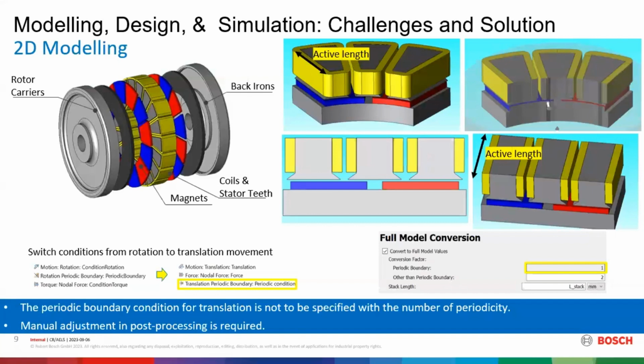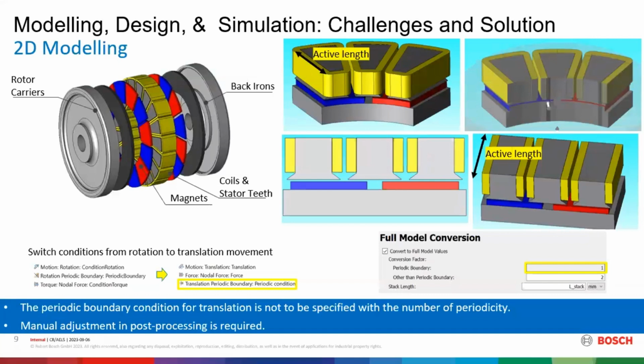You can model it in 2D, but the real representation of the 2D model will look like this. So there is no variation along the third dimension or the radial direction. And of course, no end winding is modeled here. What you have to do is to switch all the conditions, like the motion condition from rotation to translation, the torque to force, because there will be no more torque in a linear machine. And you need to switch the rotation periodic boundary condition to translation periodic boundary.